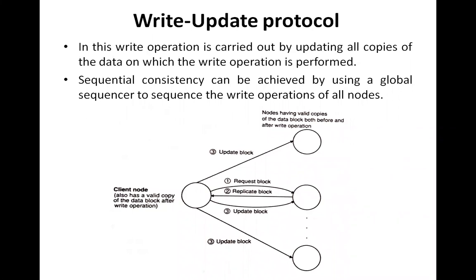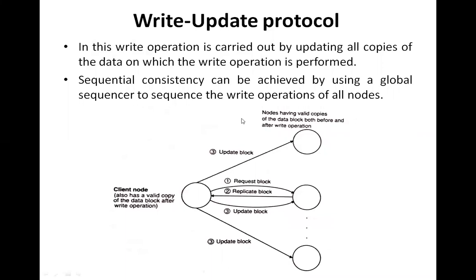And after a write operation completes, all the nodes that had a copy of that particular block before the write also have a valid copy of the block after the write. Write होने के पहले जिसके पास invalid copies थी, that will become the valid one, because the updated or the modified copy of the block is replicated to the rest of the nodes.